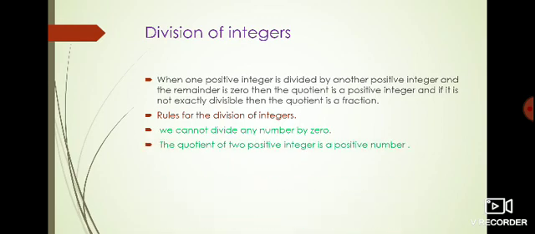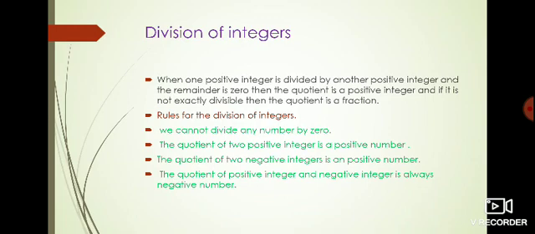Next rule, the quotient of two positive integers is always positive, like multiplication only. Multiplication of positive integers is positive. Next one, the quotient of two negative integers is positive. In multiplication also, negative into negative number is a positive number.